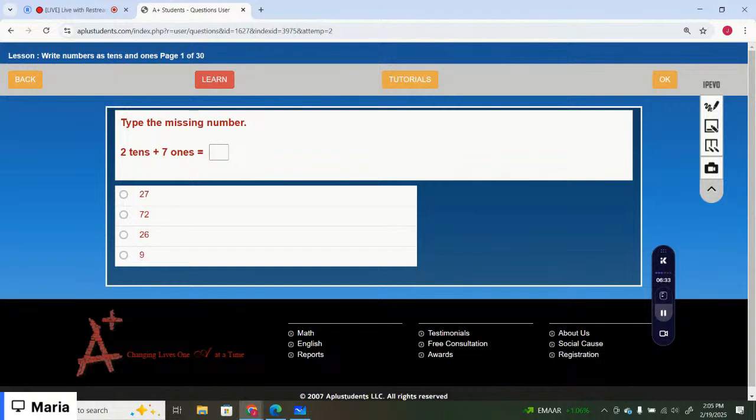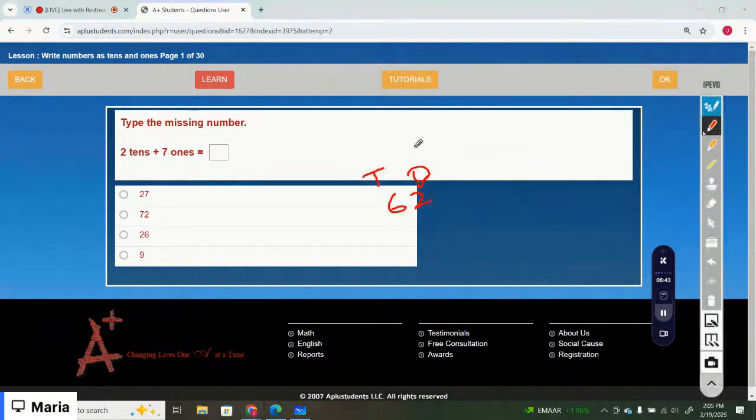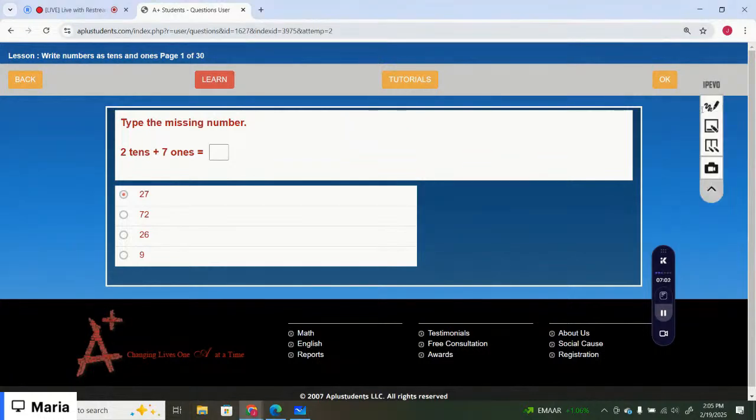Type the missing number. Two tens and seven ones. Basically, the words tens and ones tell you the place value of the digit. 7 is at the ones position and 2 is at the tens position. So the correct option is 27. Option number 1 is the correct option, that is 27.